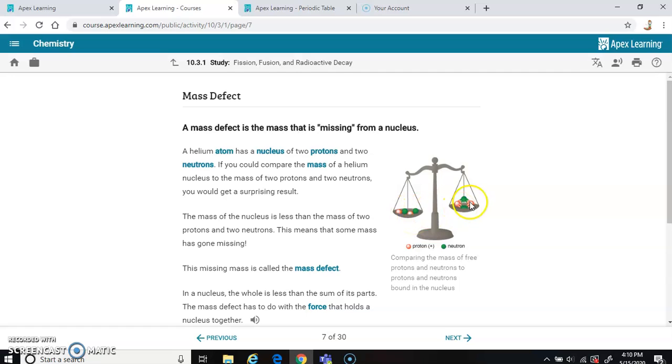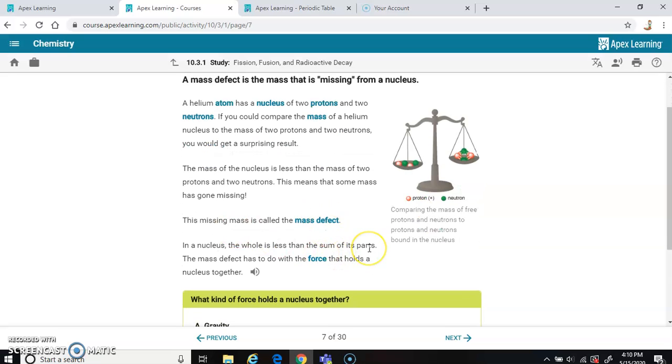They have the same 2 green, 2 pink, but they found that there's a missing mass when it's together, and they call it a mass defect, okay? So in the nucleus, the whole is less than the sum of its parts. So the whole helium is less than each of the parts if you added them together. Crazy. This mass defect has to do with the force that holds it together. So that force that's holding us together is kind of replacing the mass that's missing.